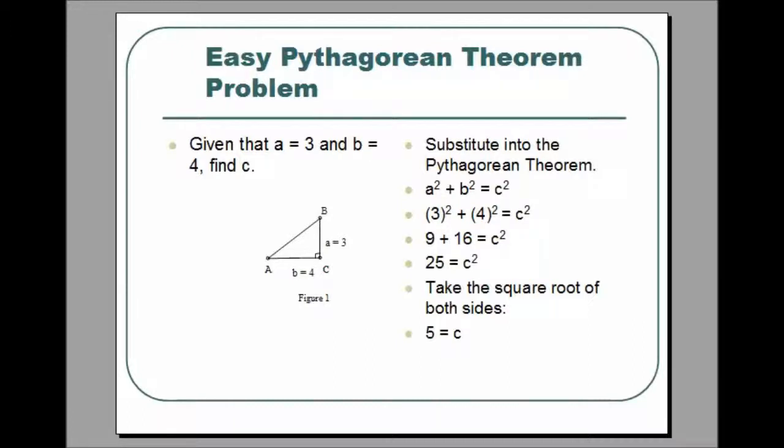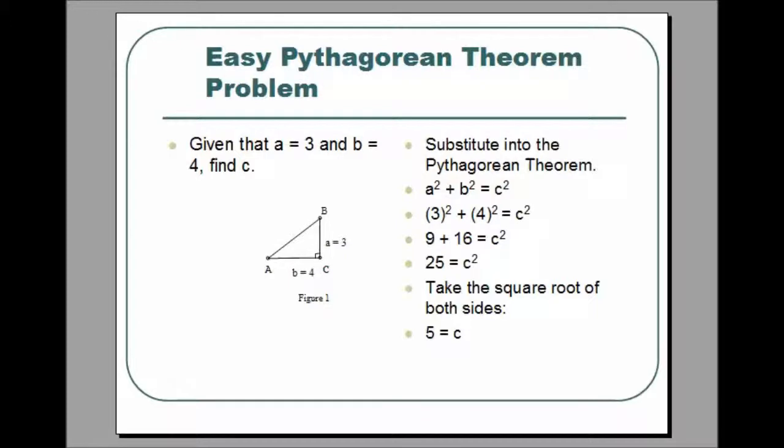Here is a very simple Pythagorean theorem problem to get you started. Given that a equals 3 and b equals 4, find c. We substitute into the Pythagorean theorem. Recall that a squared plus b squared equals c squared. We replace a with 3 because we're told that's what a equals in this problem, and we square it. We replace b with 4 because we're told b equals 4, and we square it.